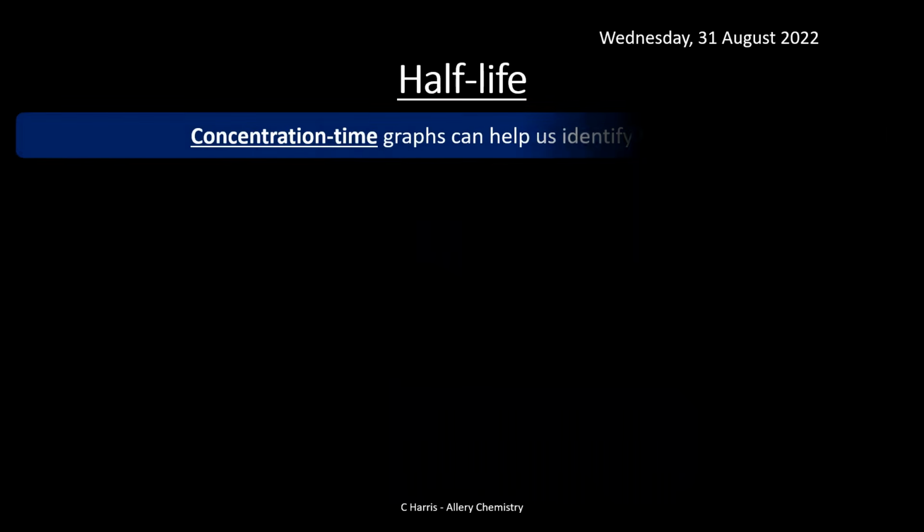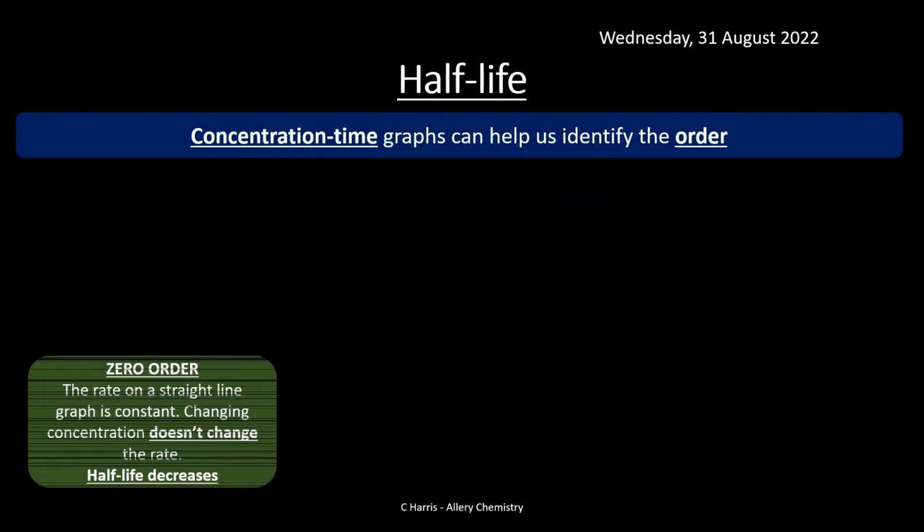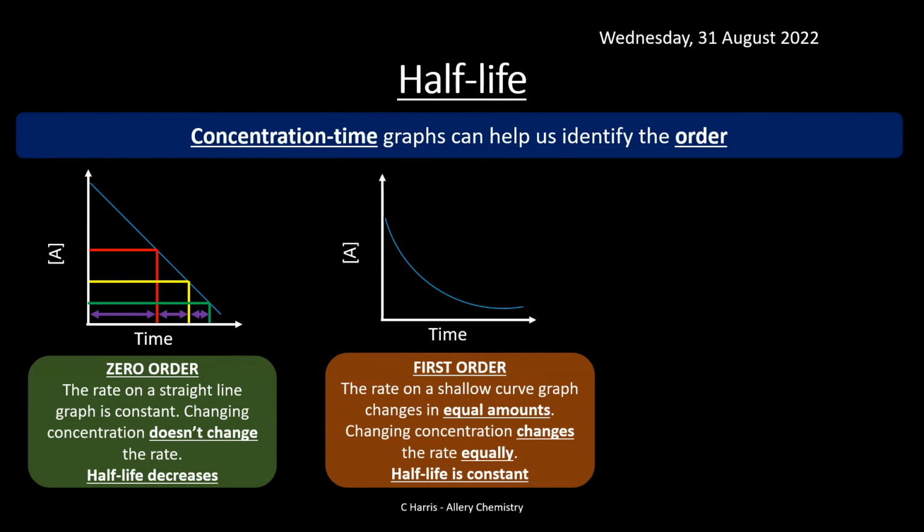Not too bad. Okay, so these concentration time graphs, as we've seen before, can help us identify the order of a reaction. So for concentration time, anything where we get a diagonal straight line downwards is zero order. So the rate on a straight line graph is constant. Changing that concentration isn't actually changing the shape of that curve. So that doesn't change. And half-life decreases as we go down. There we are. So you can see the half-life as we go across that graph, something with zero order, it's decreasing over time. So let's have a look at a first order graph.